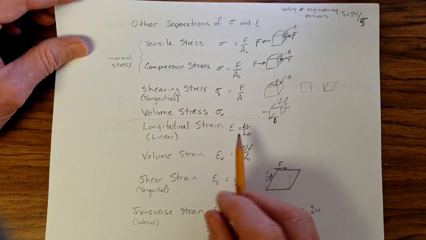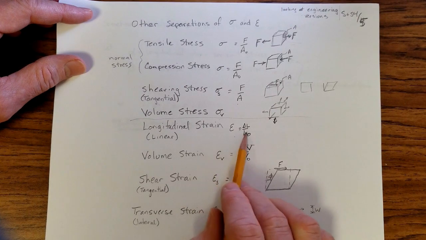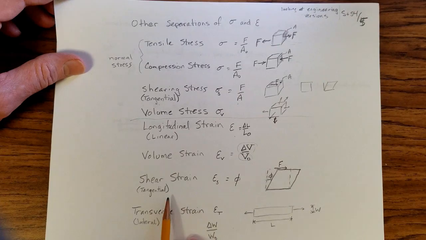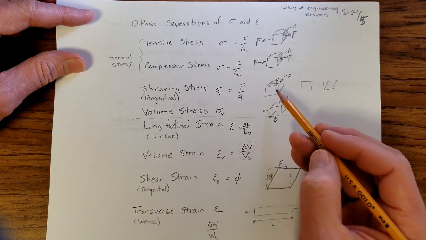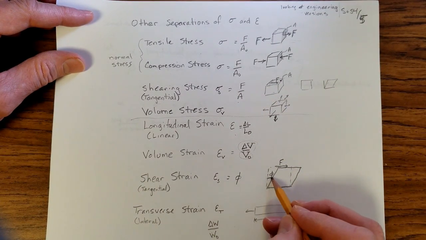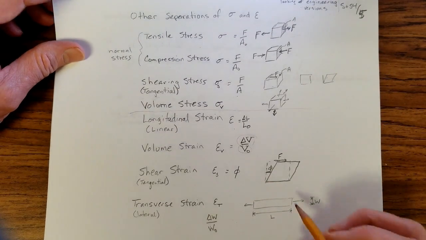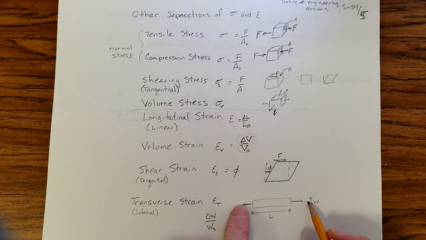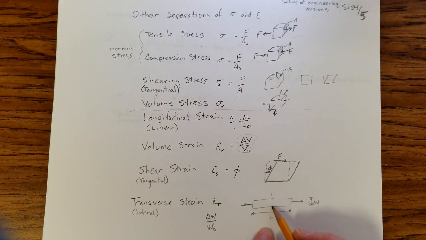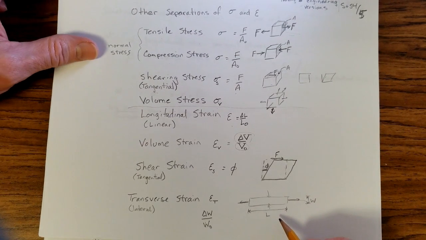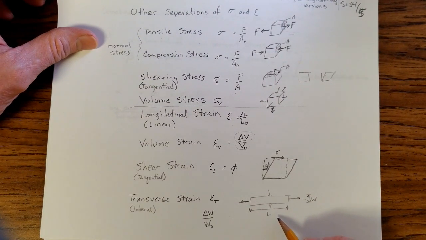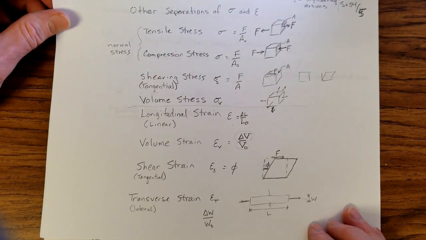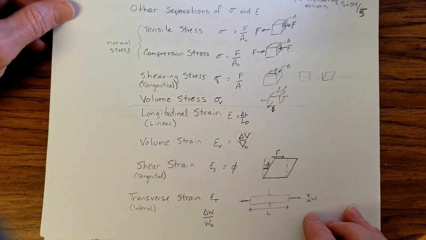In terms of strain, there's longitudinal strain or linear strain. This is what we've dealt with. There's volume strain, so change in volume over the initial volume. Shear strain, to go along with shear stress, is that as it distorts, it's this angle right here. And then transverse strain is as I pull on an object this way, so this now becomes the longitudinal direction. What happens here is the transverse or lateral strain, and it deals with the change in width over the initial width. And we will definitely explore that in some other videos.